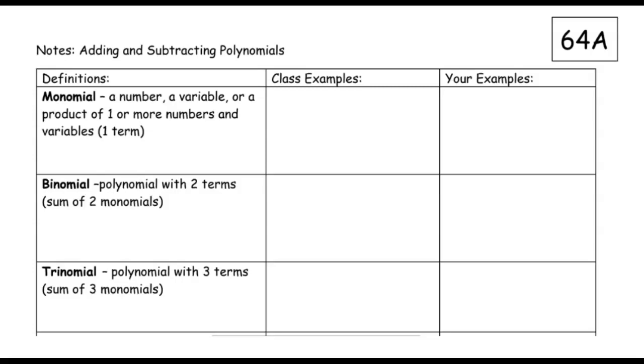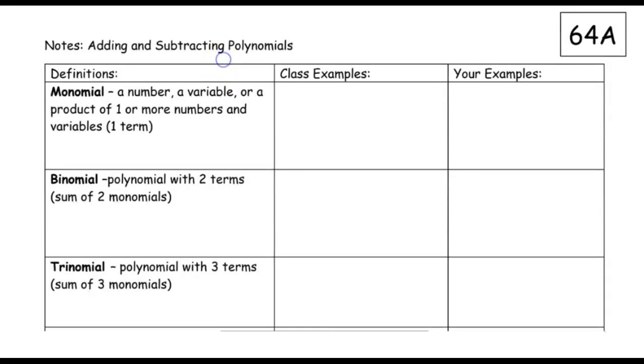So a polynomial, poly actually means many, okay? But the word mono, meaning monomial, mono means one. So a monomial is a number, a variable, or a product of one or more numbers and variables. So there's just going to be one term in a monomial. So there's one term, whereas a polynomial would have many.